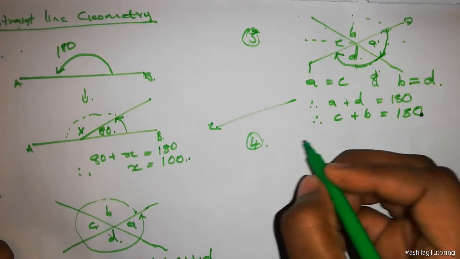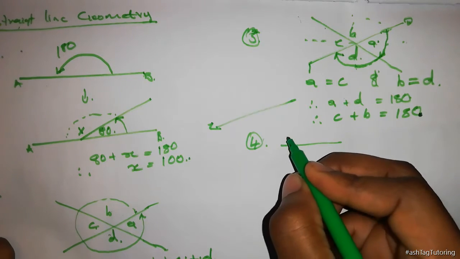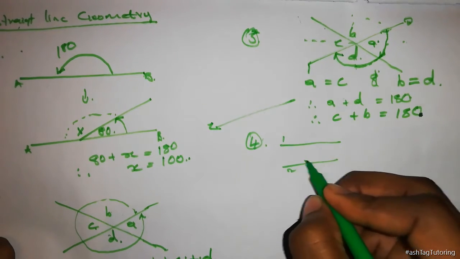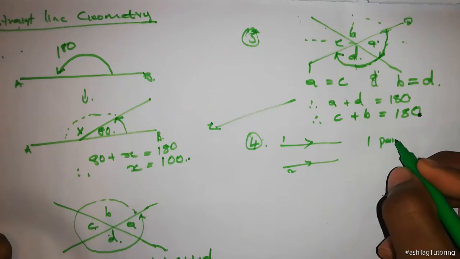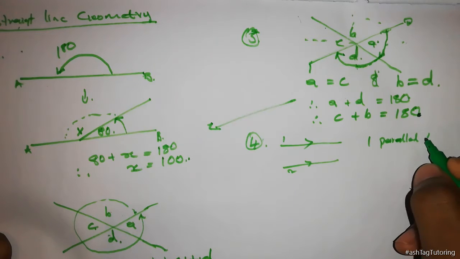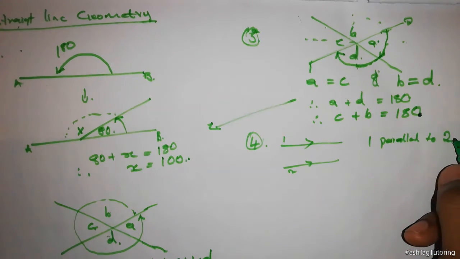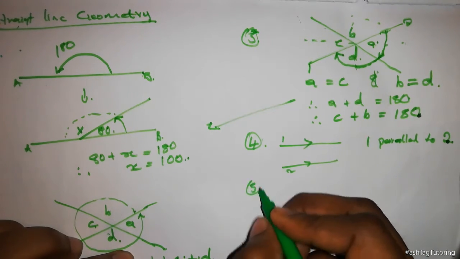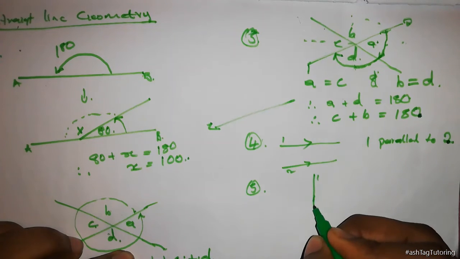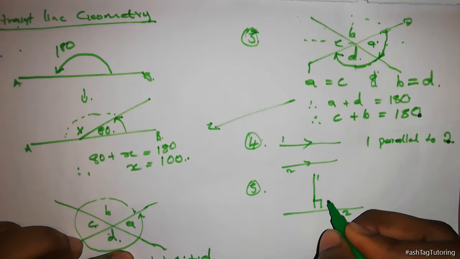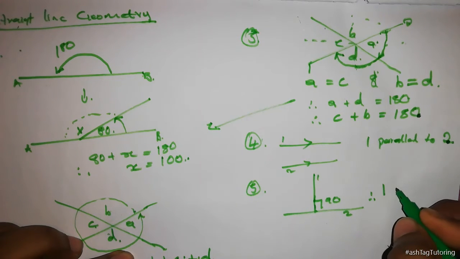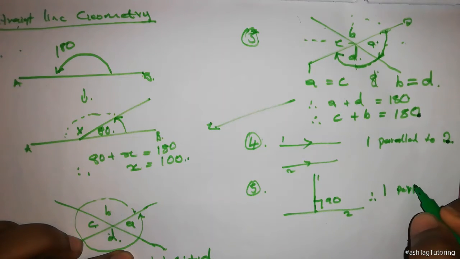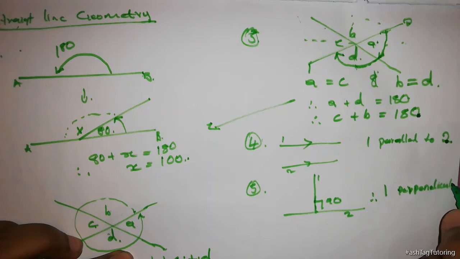Okay, moving forward to the next rule, if you have two lines that first are going in the same direction and second they will never touch, these lines are said to be parallel to each other. Okay, and if you have two lines that are touching each other at angle 90, these two lines are said to be perpendicular to each other.